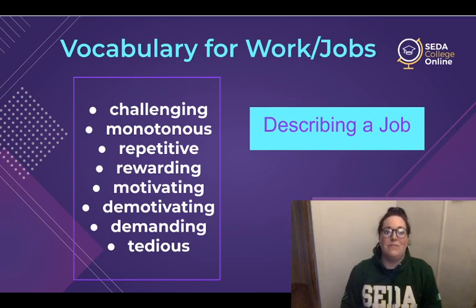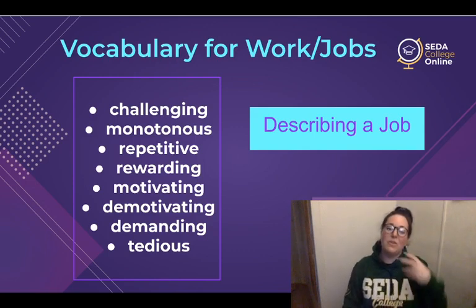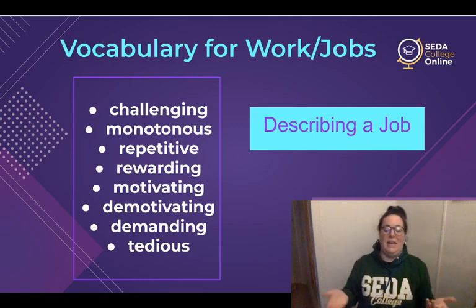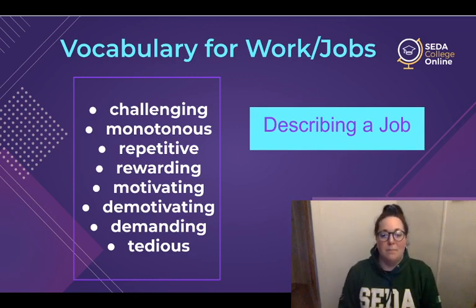Demotivating or demotivated. Demotivated and motivated are verbs. Motivating, demotivating are the adjectives. And they can also be the gerund form of the verb.